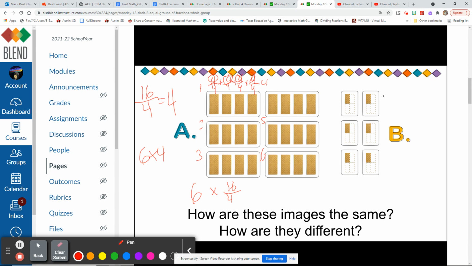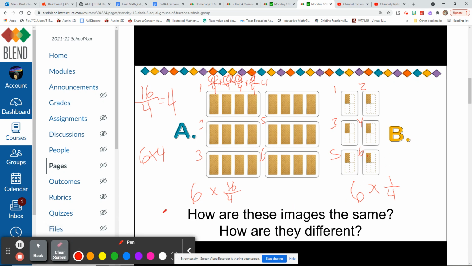So over here, we're looking at, let's see, 1, 2, 3, 4, 5, 6 groups. But this time we're looking at 6 groups of something else. So go ahead and work with your table to figure out, what are we looking at? What is the expression for side B? 6 groups of what fraction? All right, if you came back, 6 groups of 1 fourth. Yeah, each one of these has one piece out of 4.